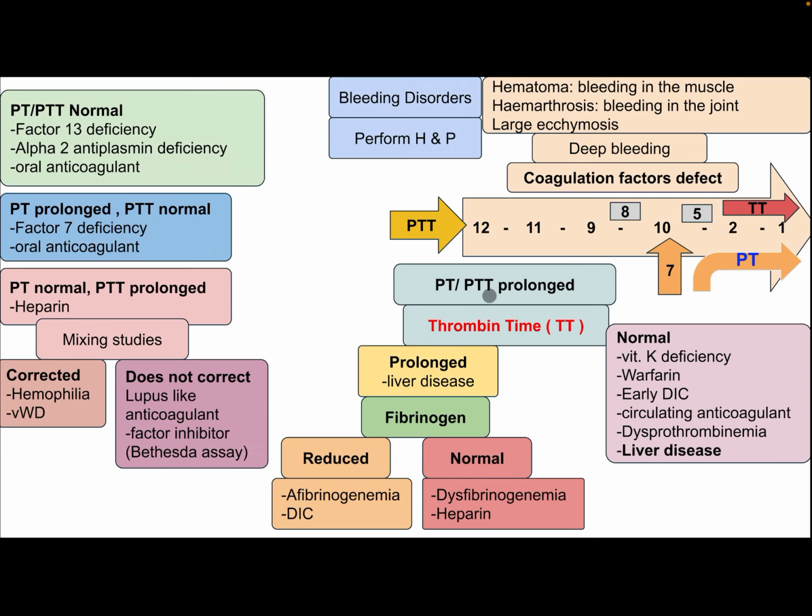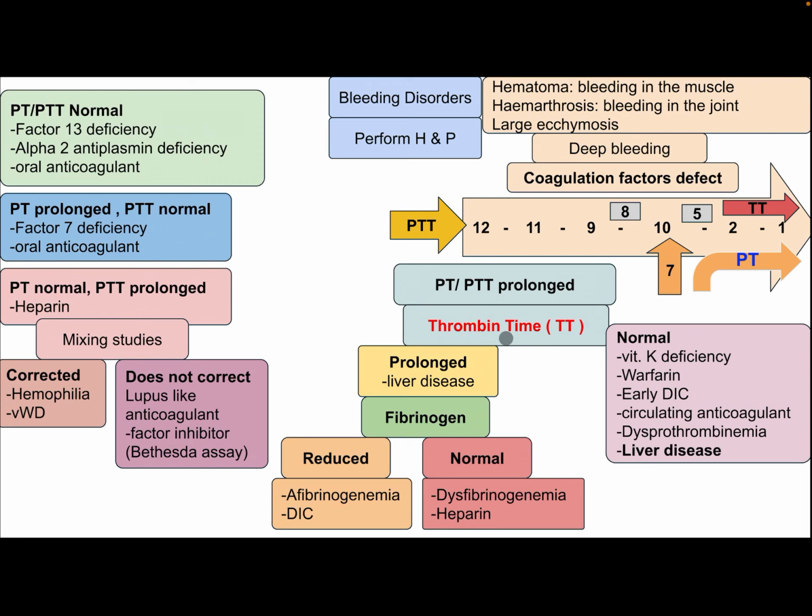If PT and PTT are both prolonged, the patient needs thrombin time, TT. It will be prolonged in liver disease, so we measure fibrinogen, factor 1. If it is reduced, this is afibrinogenemia or DIC. If it is normal fibrinogen level, this is either dysfibrinogenemia or heparin.